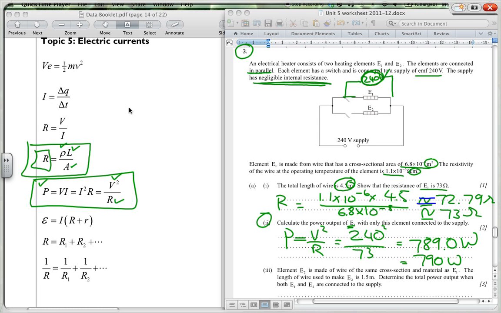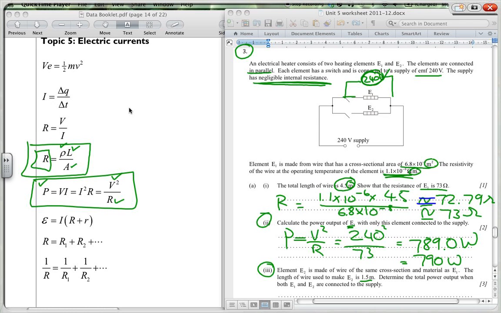The number of significant figures here, we've got 2, so we're going to have 790 watts as our answer. Then in 3, it says element E2 is made of wire of the same cross-section and material as E1, so therefore the resistivity is the same. The length of the wire in E2 is 1.5 meters. Determine the total output when E1 and E2 are connected to the supply.